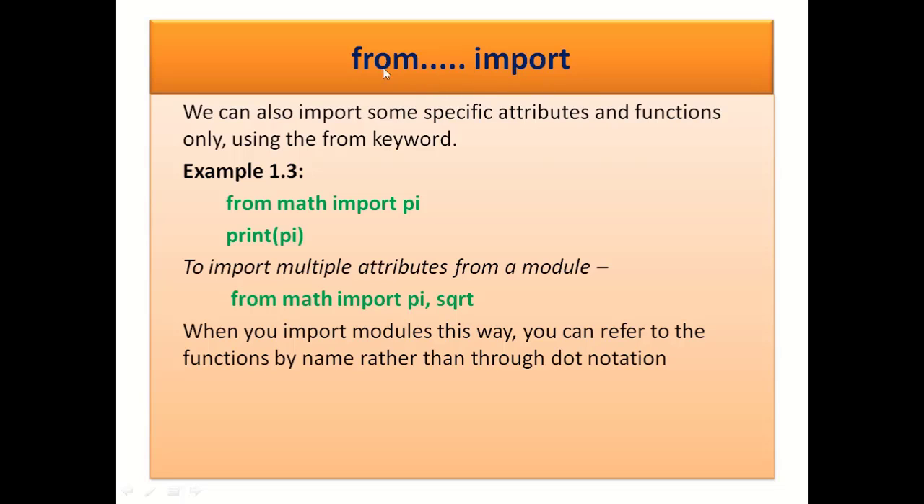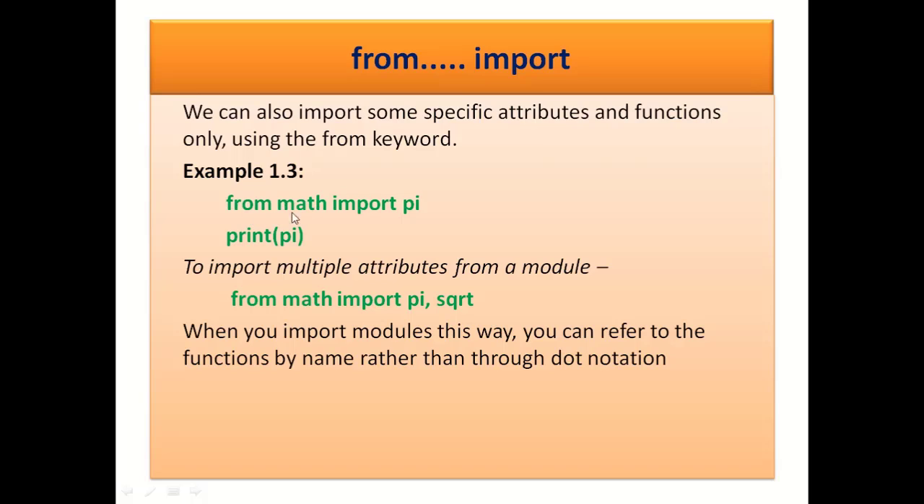There is another form of import. We have seen import module name. Now the second form is from module name import something. That is, if you want to import some specific attributes and functions only, then this form is used. Instead of importing the entire module, if you need to use only specific attributes and functions, then you must use from module name import the property.